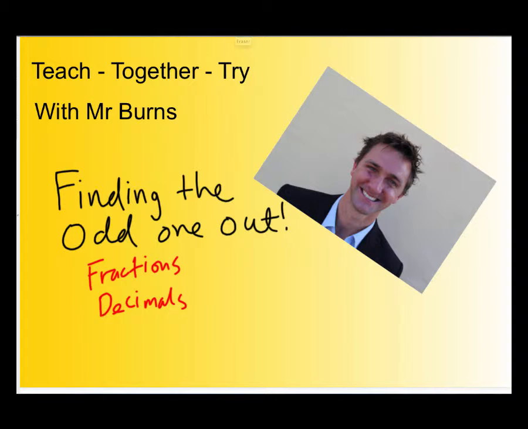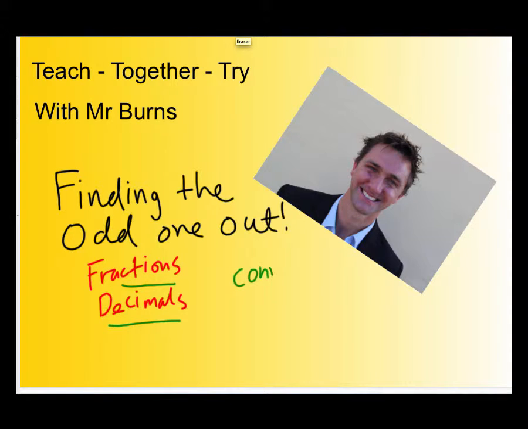Hello students, welcome to Teach Together Try. Today we're looking at finding the odd one out. We're going to look at a bunch of fractions and a bunch of decimals, and 3 are going to fit and 1's going to be the odd one out, and we're going to have to work out which one is the odd one out. To do that, we're going to need to do some conversions.